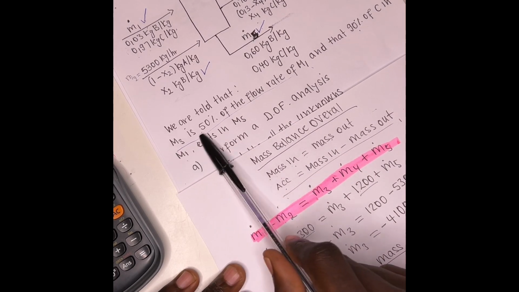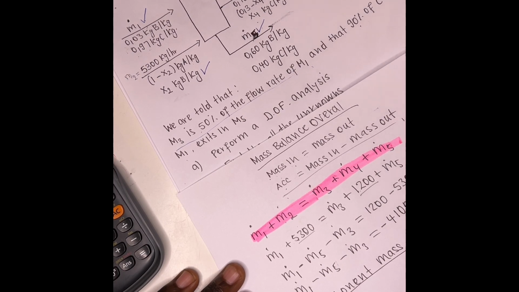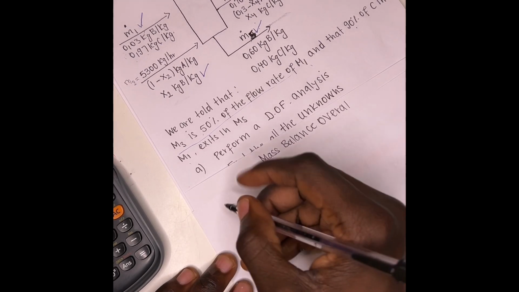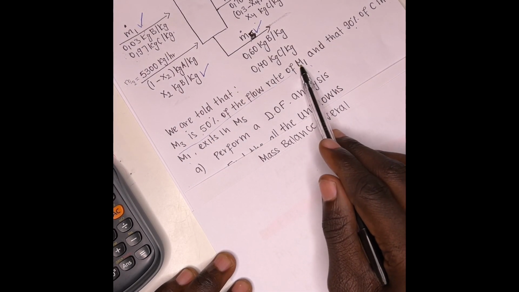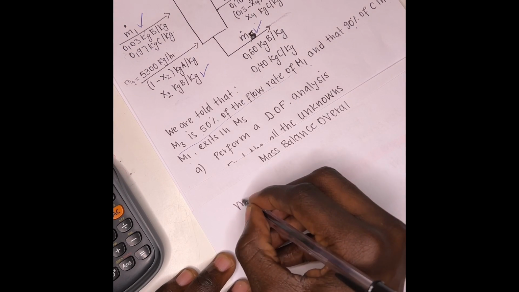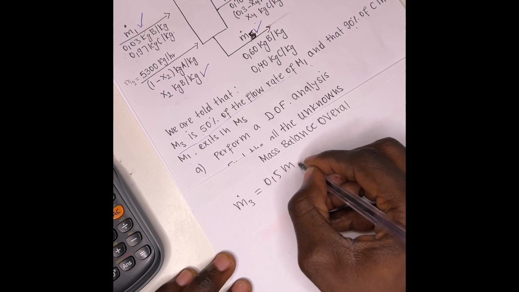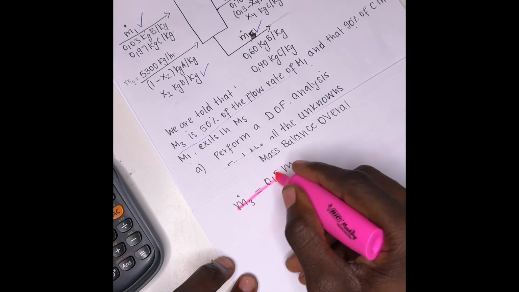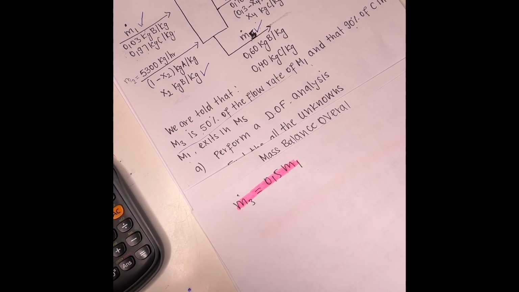Because they say M3 is 50% of the flow rate of M1. That makes it easier. What does it mean, guys? If you see something like that in the question, it means I can use the second paper. So they say M3 is 50% of M1. So it means M3, the mass flow rate, is 0.5 times M1. Guys, we have another equation. That is the extra equation we use when we talk about the degree of freedom. Well done, guys.